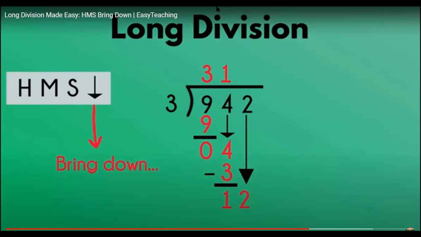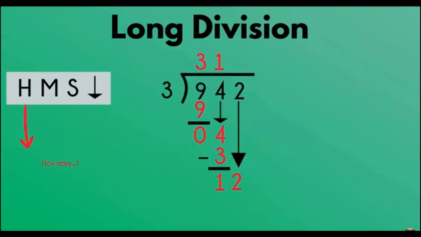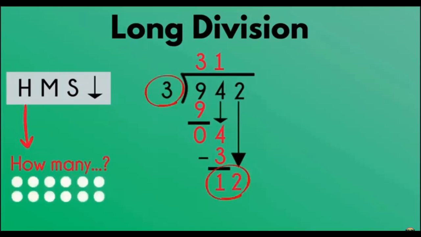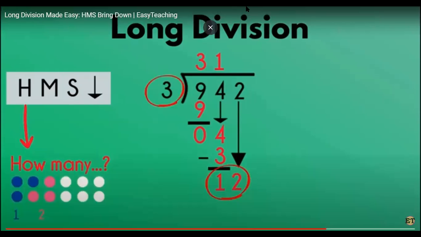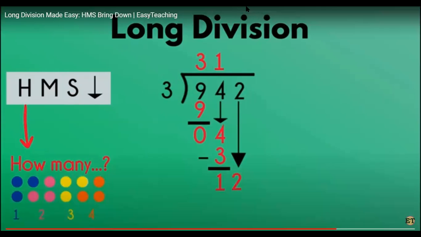Now we've finished all the steps with the tens, we have to repeat them with the ones. H. How many? How many 3's in 12? Let's see. 1, 2, 3, 4. It fits in 4 times. Now we have the next digit of our answer, 4. We write it above the ones.